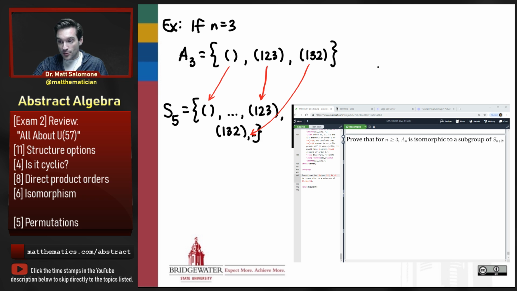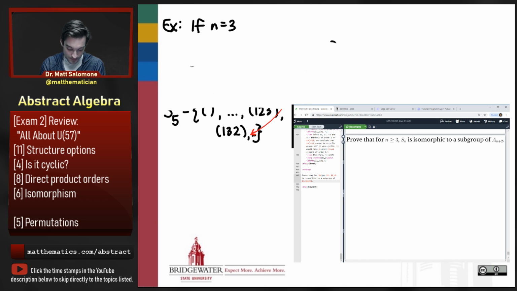An, of course, is isomorphic to a subgroup of S(n+2). So really the interesting theorem reverses the roles of S and A here, and that's the one that I really want to look at. I want to prove that Sn is isomorphic to a subgroup of A(n+2). So, all right, let's get this the right way around.